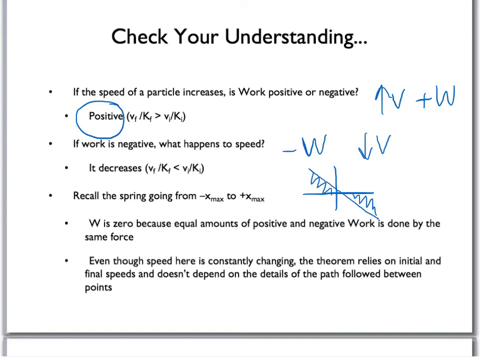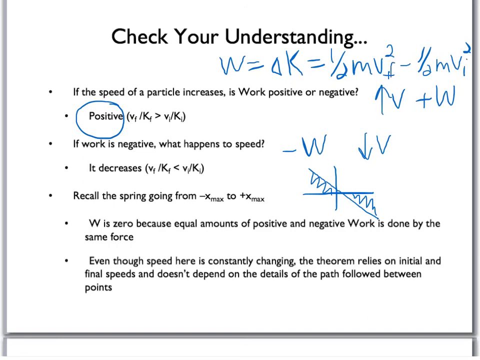So even though speed here is constantly changing, the theorem is really showing us that it relies on just the initial and final speeds of the object. It does not depend on the details of the path followed between those 2 points. So when utilizing that work kinetic energy theorem, that work is the change in the kinetic energy, or the difference between these 1/2 mv squared quantities, really all you're looking at is the initial and final speeds of the object. Everything in between, no matter how this thing might change its speeds in between, we really only care about the final speed and the initial speed that the object is moving with.